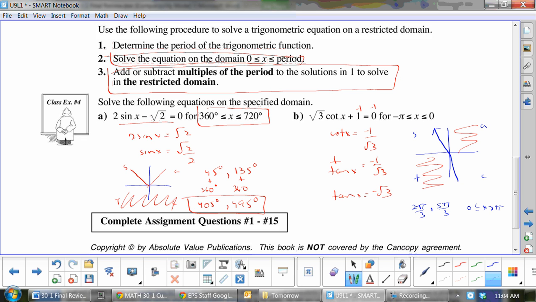Look, it does not want me in there. It wants me between negative pi and 0. Now negative pi is right here. So what is the answer that is between negative pi and 0? But 5 pi over 3 is not in here. Very good. Negative pi over 3.